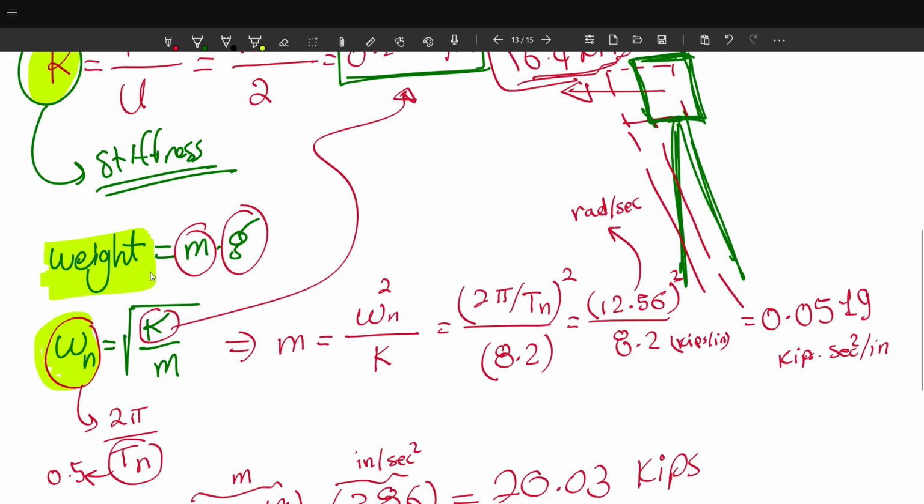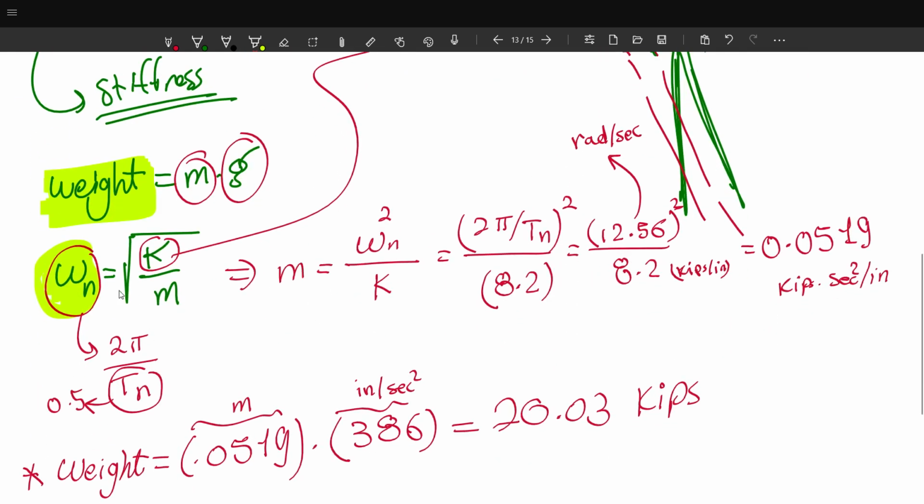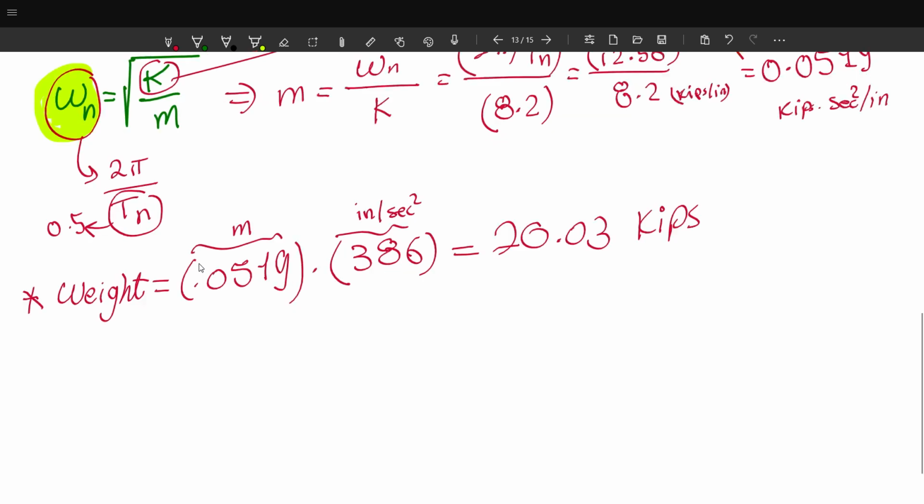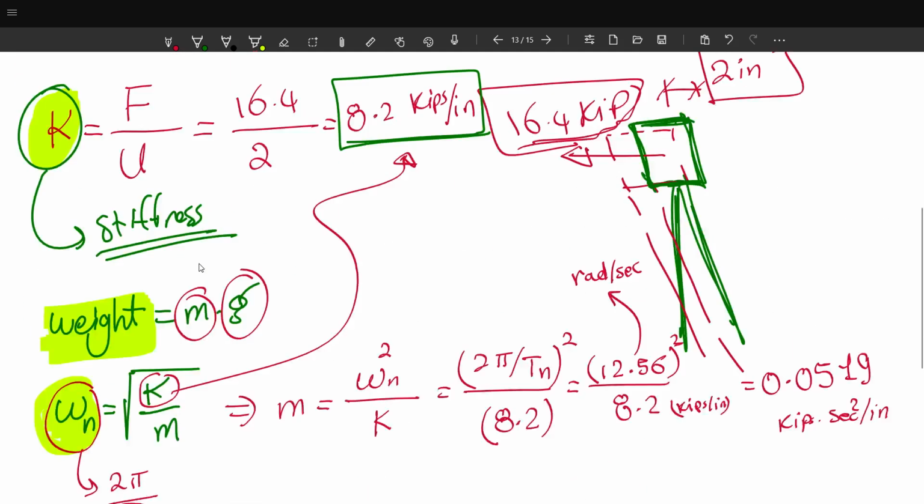So if we know the stiffness and we know the natural circular frequency, then we can obtain the relation, because we have a relation between the mass, stiffness, and the natural frequency. Stiffness is known already, and we know how to obtain the natural circular frequency from the natural period of the structure. Then we can obtain the mass. Then this mass can be substituted in this equation to obtain the weight.